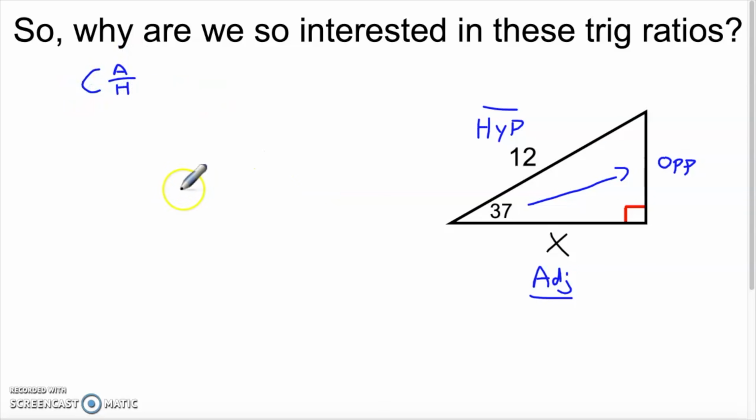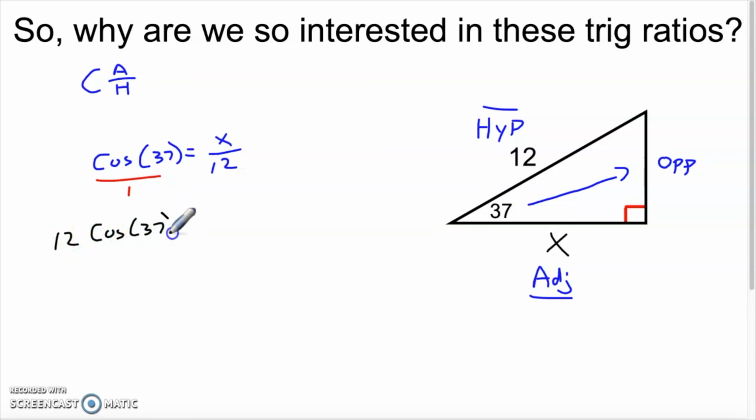Cosine is the adjacent over hypotenuse. So I can write the cosine of 37 is x over 12. Again, I can put this over 1 to cross multiply. I will get 12 times the cosine of 37 equals x. And if you are in degree mode, you should get approximately 9.584 for that one.